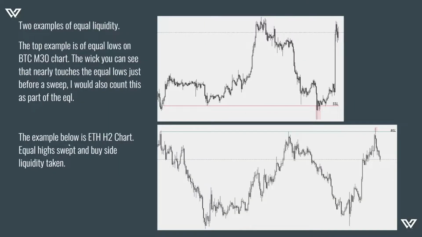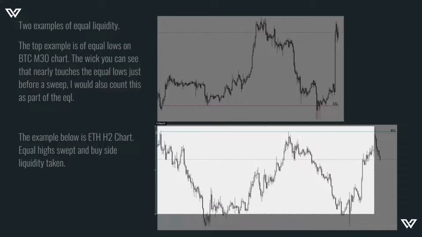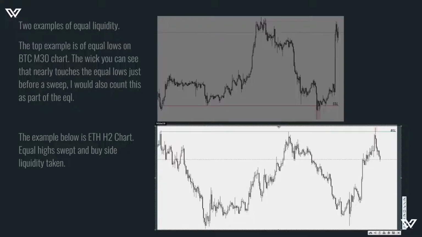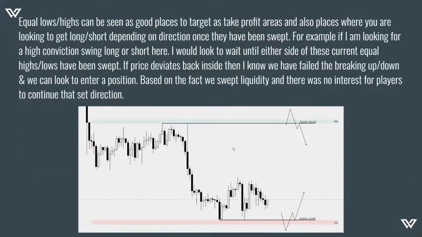The example below is an ETH H2 chart. Equal highs, and again you see what happens. We have equal highs here, equal highs here. Price sweeps the equal highs, takes buy side liquidity, and then you see the reaction from this. Equal lows and highs can be seen as good places to target as take profit areas, and also places where you're looking to get long or short, depending on the direction, once they've been swept.